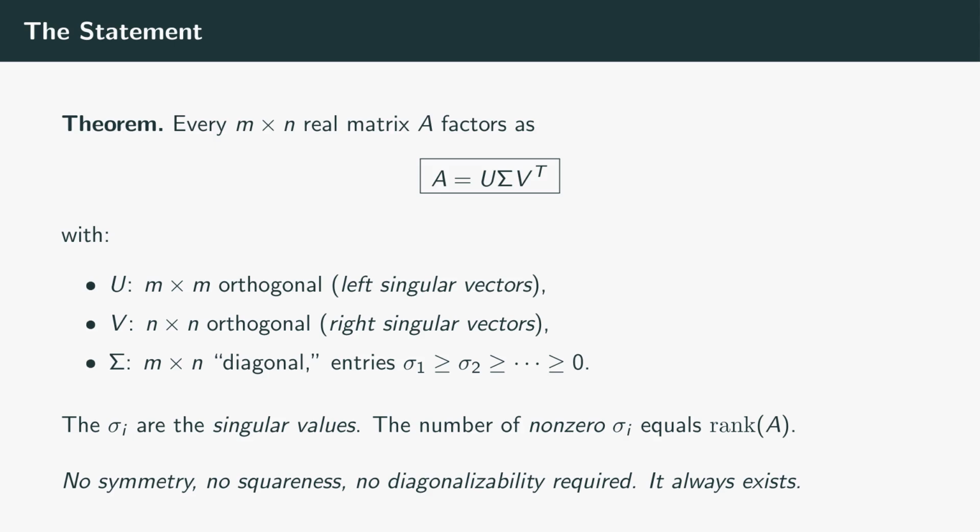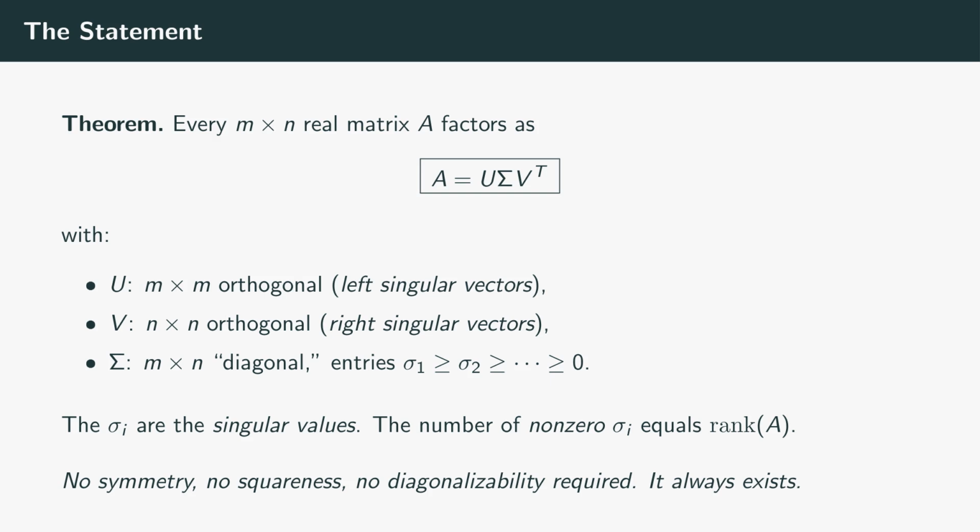Here is the precise statement. Every real matrix A with m rows and n columns can be written as U times sigma times V transpose. U is a square orthogonal matrix of size m by m, and its columns are called the left singular vectors. V is a square orthogonal matrix of size n by n, and its columns are called the right singular vectors. In between sits sigma, the same shape as A, which is diagonal in the sense that its only non-zero entries sit in the top left diagonal positions.